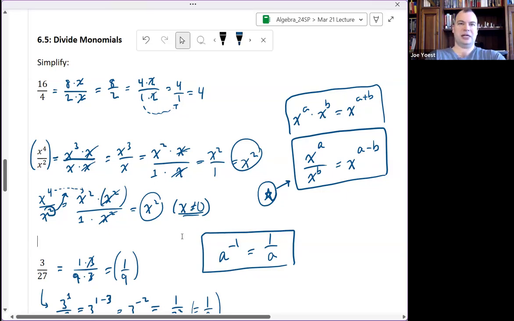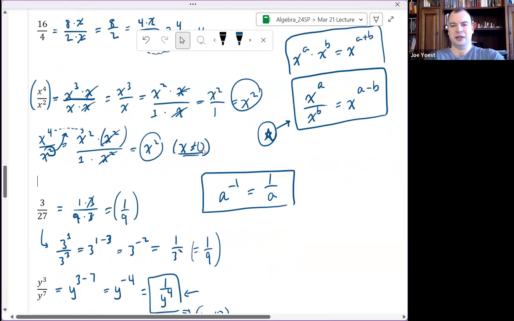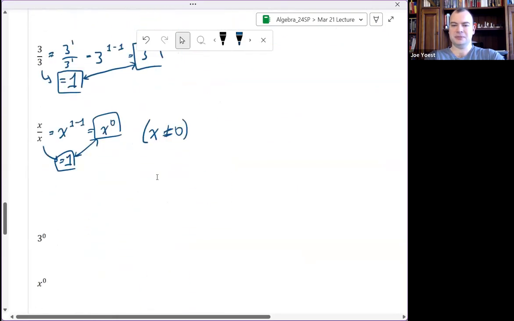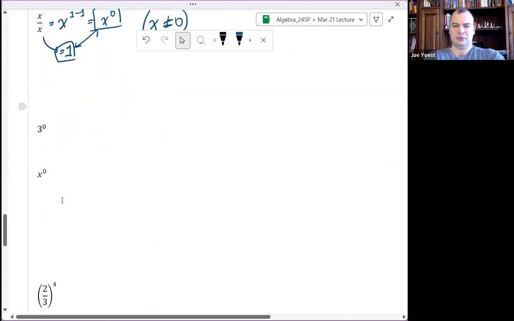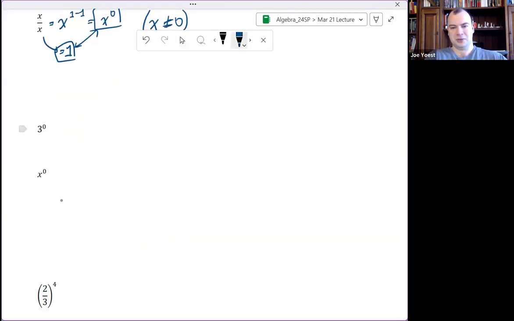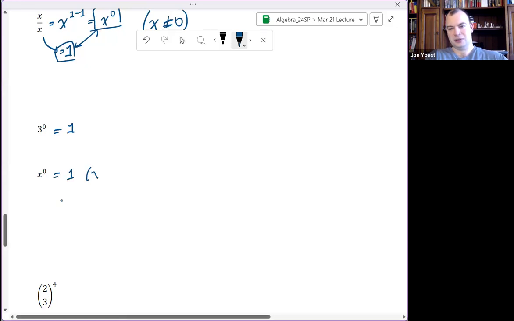That's a little bit of a side point that is going to become a bigger deal later on in the course, but just to point it out now to be careful about things. So for instance, what's 3 to the 0? That's just 1. What is x to the 0? That's 1, so long as x is not 0. So there's a rough saying, anything to the 0 power is 1.